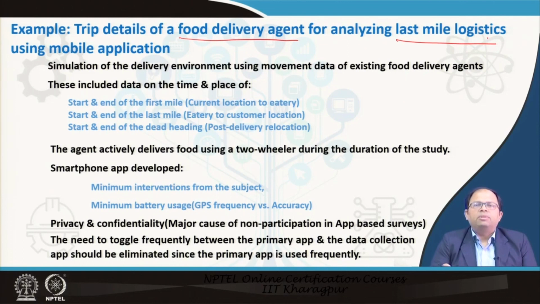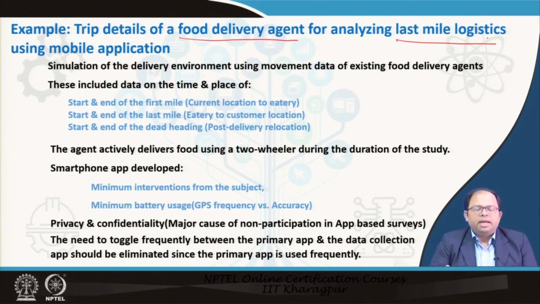So the combination of different orders, or carrying two orders and then going from one particular location to the next location, all these things could be taken care of in last mile logistics. And in this particular research, a simulation of the delivery environment using movement data of existing food delivery agents was developed.